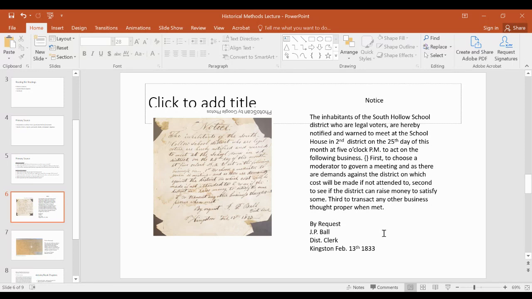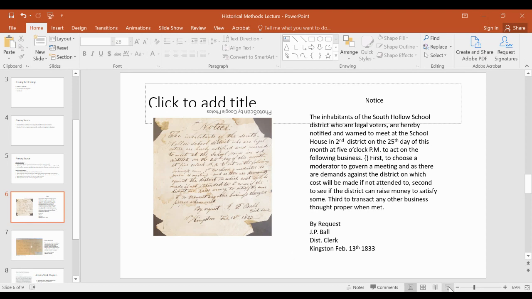I want to know more about the demands that they're talking about. Are they talking about maintenance? And I want to know more about who the legal voters are. And that might be part of that time. I'm thinking 1833, it's probably white men who have property. I'm not really sure. And those are the questions that I have about that source so far.